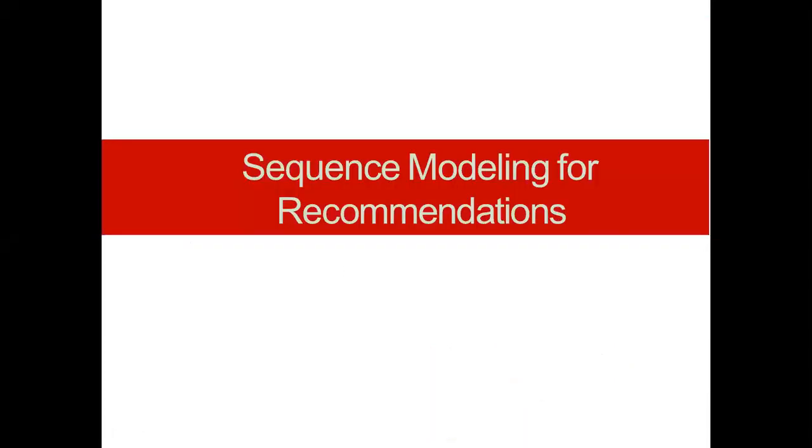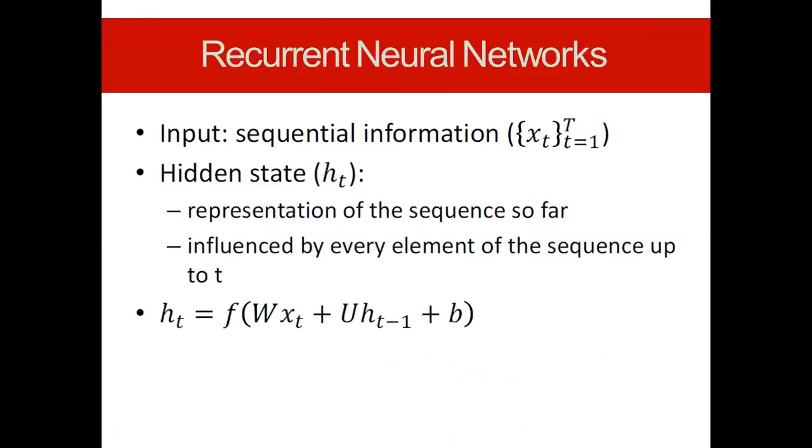The last direction in this domain is sequence modeling for recommendations. The recurrent neural network is very good at modeling sequences. They can model, for example, natural language. By looking at the context of a sentence, they can predict the next word.